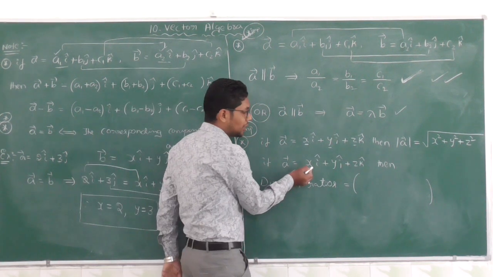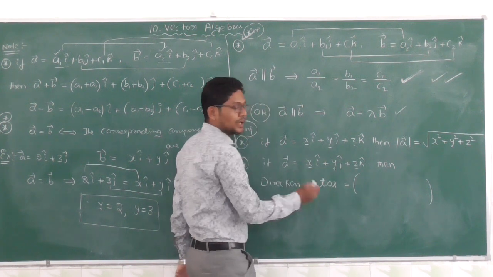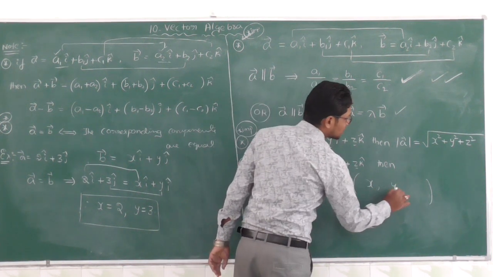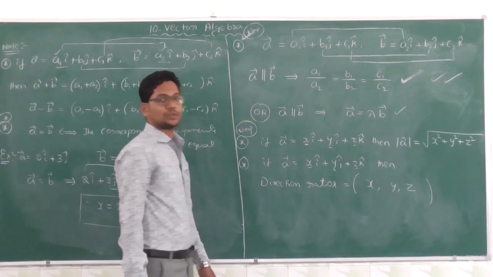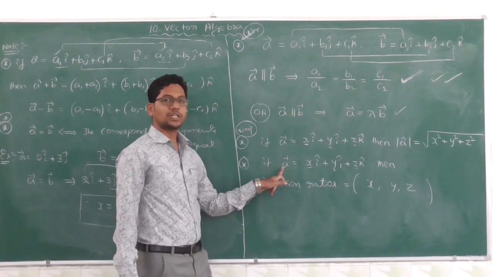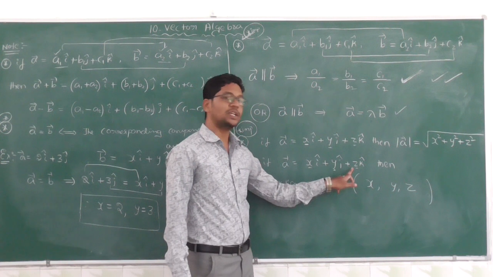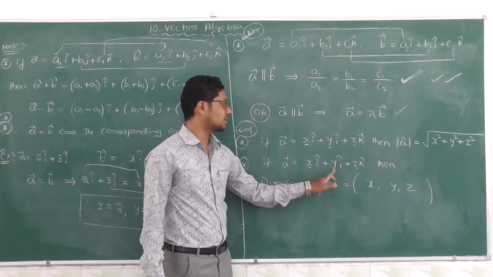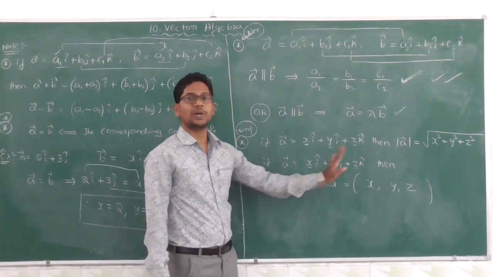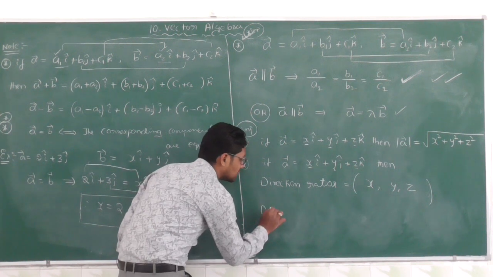See the scalar components x, y, z. X, y, z are the direction ratios. Okay. Here we have the vector A equals xi plus yj plus zk. Direction ratios: x, y, z. Direction cosines.